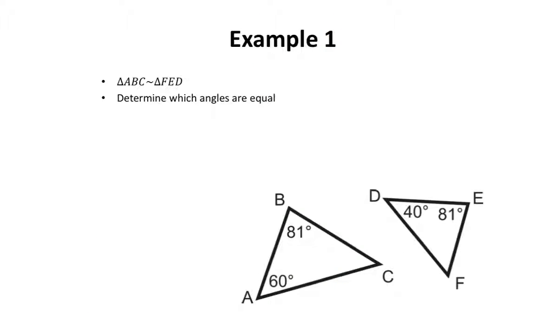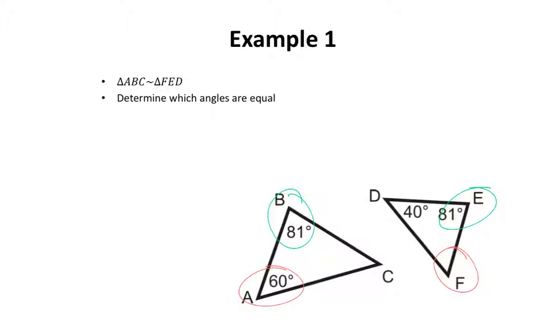In our first example, we know that these two triangles are similar. Triangle ABC is similar to triangle FED. We also want to determine which angles are equal. So I know that angle B is equal to angle E. How do I know that? Well, they are both 81 degrees. Now, our next angle is 60 degrees, and that's angle A. If you look at the other triangle, you won't see an angle of 60 degrees, but we can probably guess that angle F is 60 degrees.